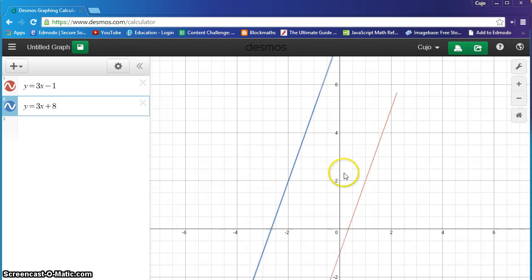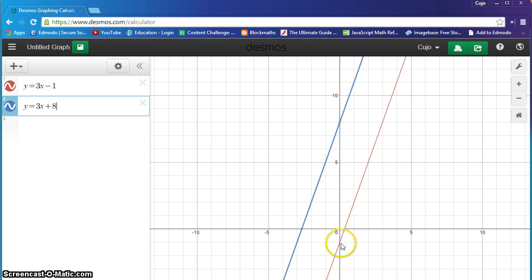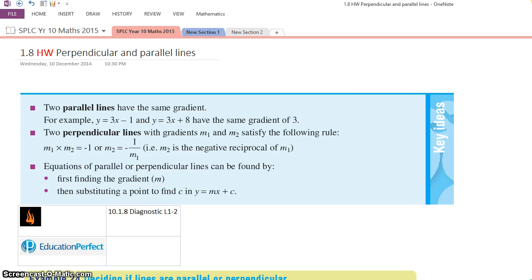Now you can do that on your graphics calculator or anything. You can see straight away the only thing that's changed is the intercept. Everything else is the same, the gradient is the same, so the rate of increase is the same. So those two lines are parallel, they're not going to meet. Let's go back and see what else we've got.